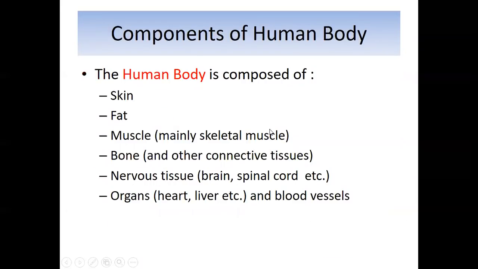Okay, now we're going to proceed with the next slide. What are the components of the human body? The human body is composed of skin, fat, and muscle. Muscle here is mainly skeletal muscle, and then we have bone and other connective tissue, and nervous tissue like the brain and the spinal cord, and then organs like the heart, liver, and the blood vessels. So these are the components of the human body that you have to know. But this will be discussed further when you go to the next block. No need to worry on this part.